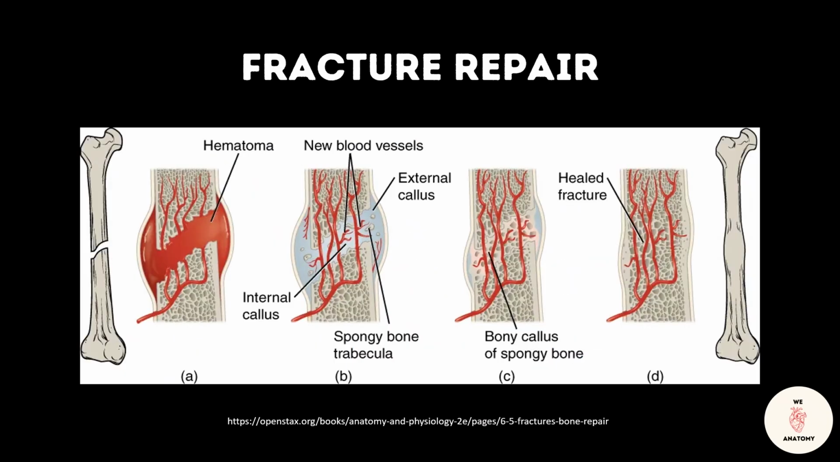When a bone breaks, blood vessels are disrupted and they bleed. Over the first 6 to 8 hours, a fracture hematoma or blood clot forms. Without blood flow, the bone cells around the fracture begin to die. You can see the hematoma formation and broken blood vessels on the left here in image A.